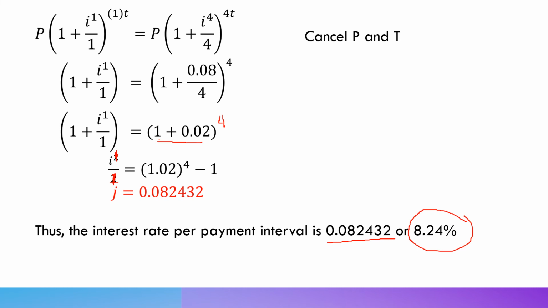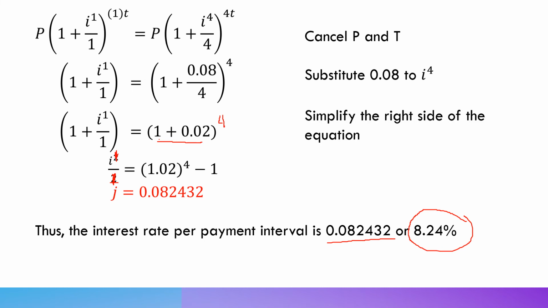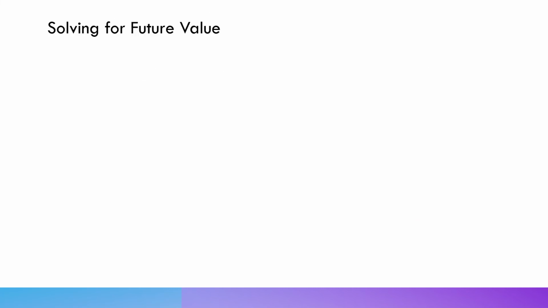So that is the process. We cancel P. We substitute 0.08 to I raised to the 4th. Then we simplify the right side of the equation. Ito po yun. Sinimplify natin yan. And we get this. And then by adding negative 1 to both sides, we get this. Ito. So therefore, that is the J, or the interest rate.